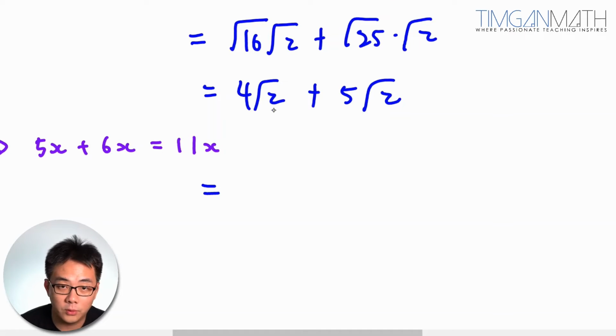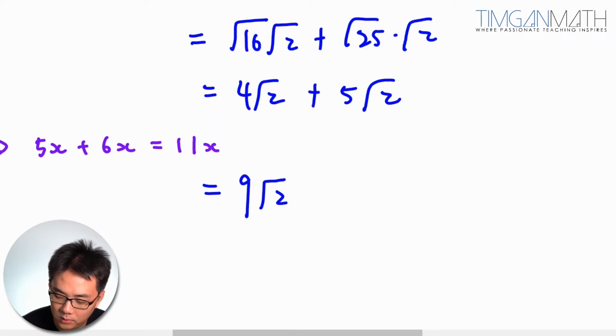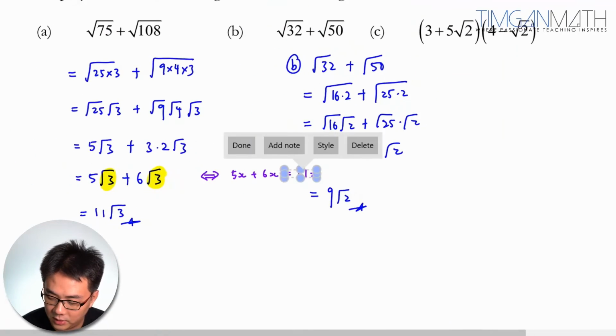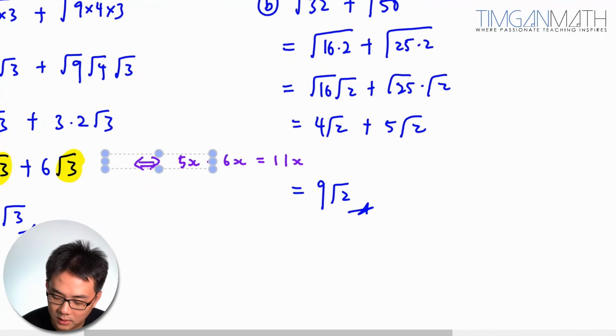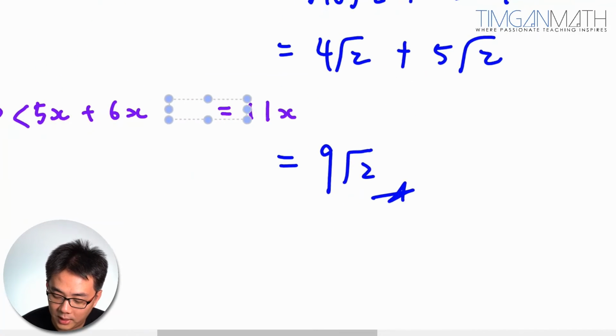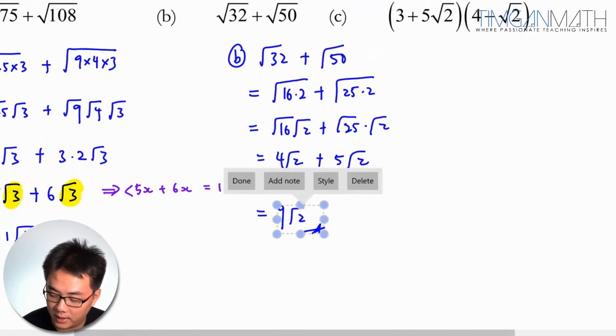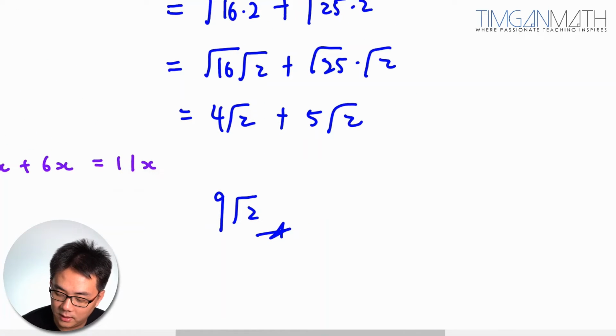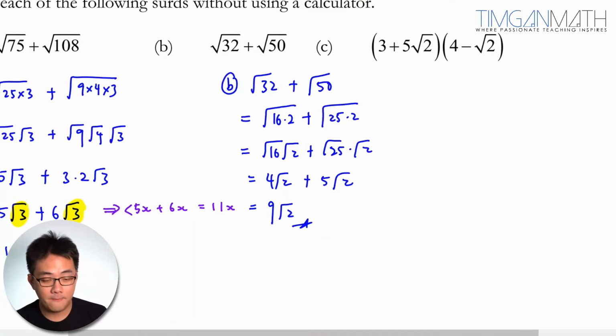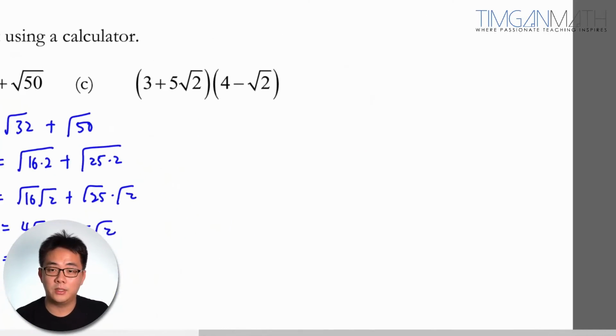So 4 root 2 plus 5 root 2, 4 plus 5 would be 9 root 2. Similarly, this is addition of your surds form. Just be mindful that they are the same, like 4x plus 5x. Okay, so let's look at the next part, which is part C.